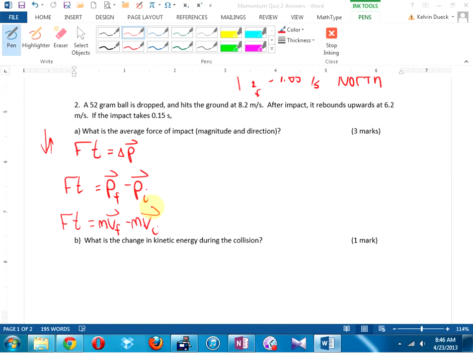By the way, you'll notice I didn't treat this as a collision because although there sort of is, the ball's hitting the earth, they didn't give me the mass of the earth. I'm not looking at the overall momentum of the system. I'm looking at just the one object, the ball, which is why this is not a job for conservation of momentum, which looks at more than one object. This is a job for, what's the change in momentum on that one object?